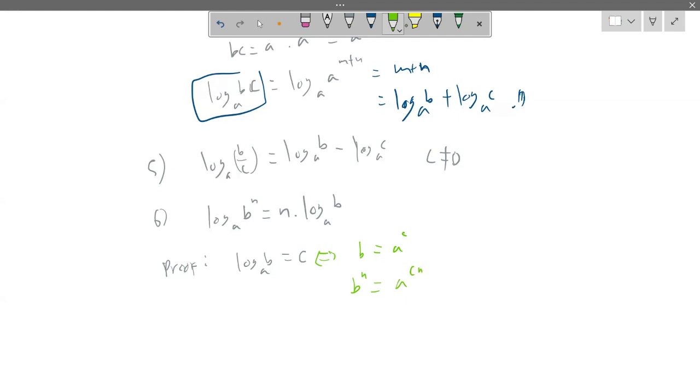And now take the logarithm of both sides with respect to A. Log of B to the power of N base A is equal to log of A to the power of Cn base A. And here the formula we want to prove shows up again. The right-hand side is just Cn, or N times the logarithm of B base A.